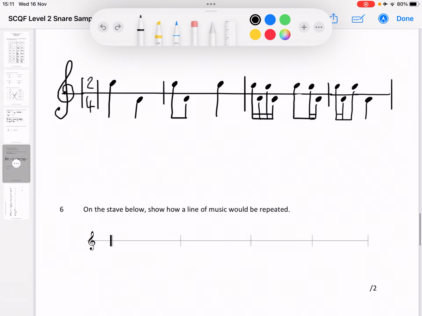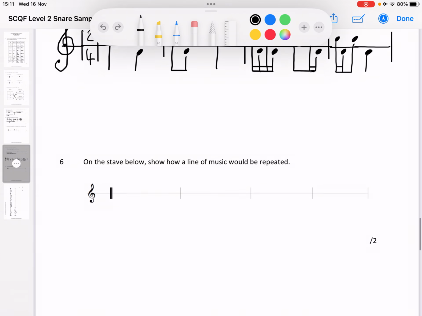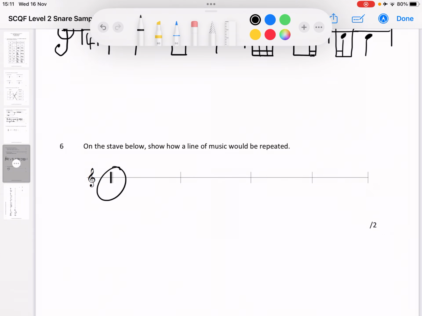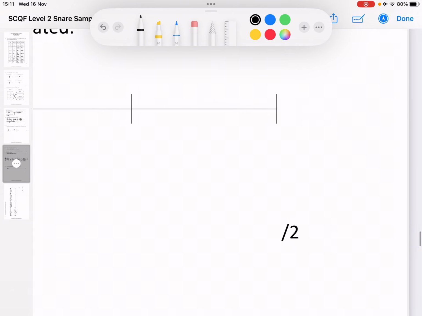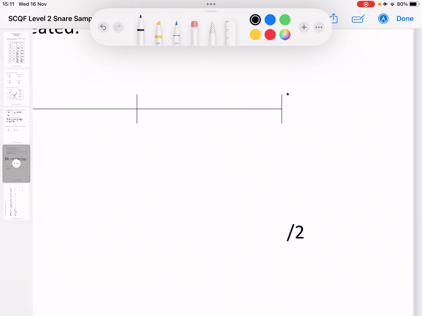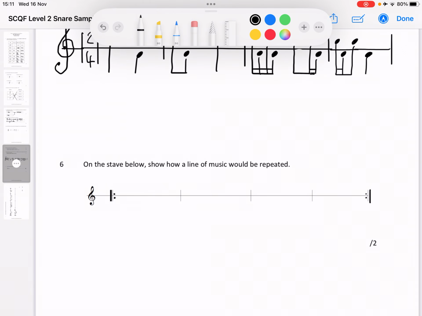On the stave below, show how a line of music would be repeated. So you've got two things to do here. You've got 2 dots to add on that, and then you've got your double bar line to add on that. Okay, so let's do that just now, but make it a lot neater. So we'll zoom in. There's my 2 dots. I'm going to go across to this one as my double bar line. 2 dots. Done.